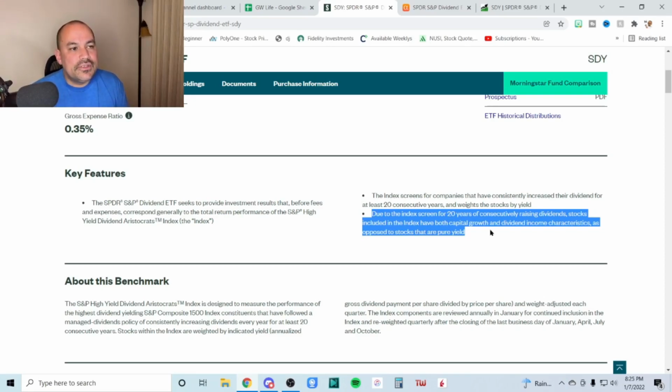So what's the difference? Typically when we think of dividend aristocrats, we think of 25 years, right? That's part of the S&P 500. But beyond that, there's also an S&P 1500. So that's where this ETF gets its universe from. There are other stocks outside the S&P 500 that will give you 20 years of consistently raising dividends. They're just not in the S&P 500. So that's where the little twist comes, okay?